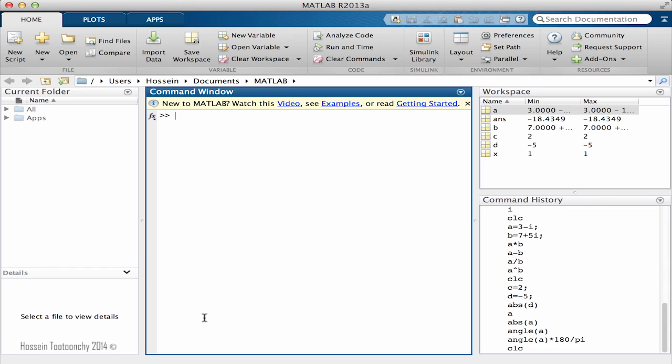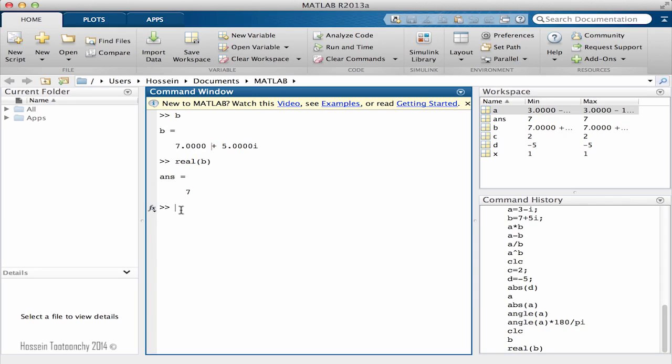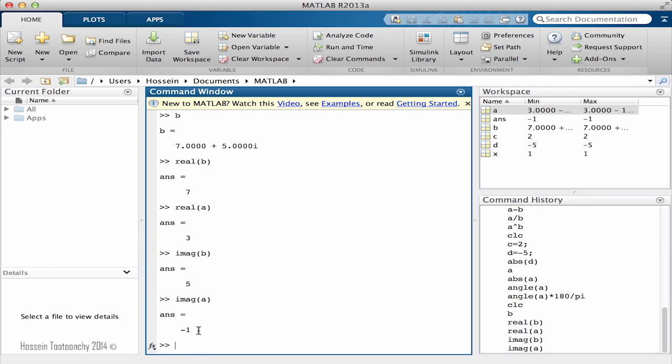The next one that I would like to talk about is a function called real. Before that, let me type b here. Now this is b. If I type real of b, as you might guess, it will bring only the real part of it. Or real of a. If you remember, the real part was 3. The same we can do for the imaginary part. The function to deal with that is imag. If I do imag of b, it will return the 5, and imag of a is going to return the -1.